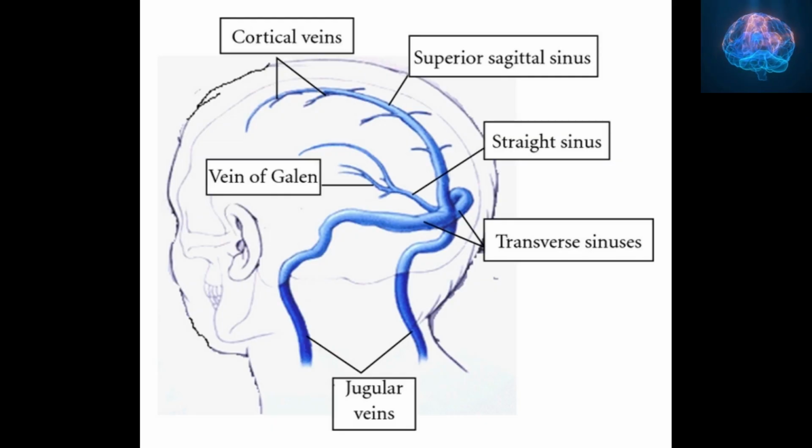The veins of the brain are more complex than the arteries, but the major veins of the brain are the superior sagittal sinus, the inferior sagittal sinus, the straight sinus, the transverse sinuses, and the sigmoid sinuses. These veins drain blood from the brain and transport it to the jugular veins in the neck, which ultimately return blood to the heart.